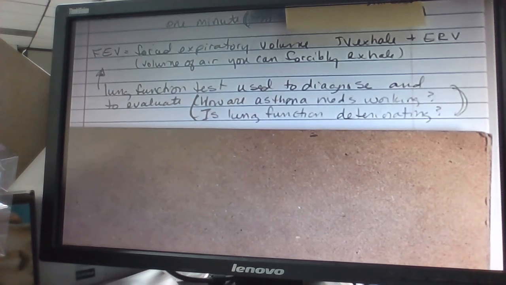So it's going to let the doctors know what's going on. Are there obstructions? Do you have a physical problem? So the FEV is a lung function test used to diagnose and to evaluate.